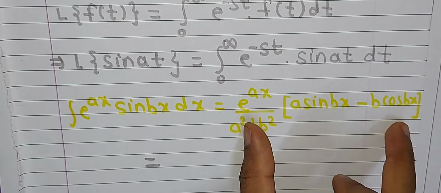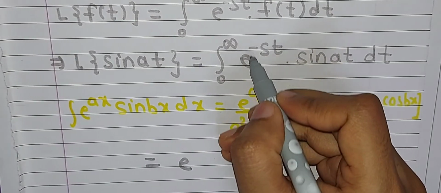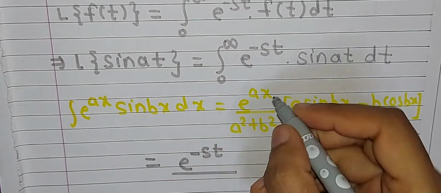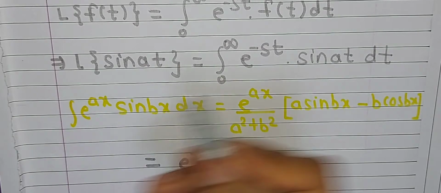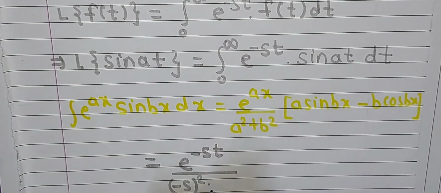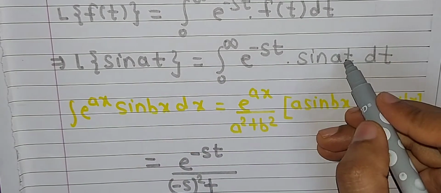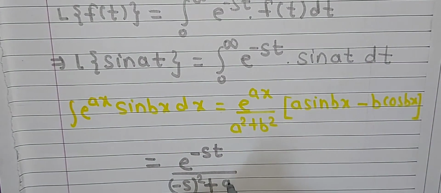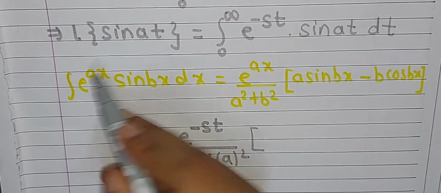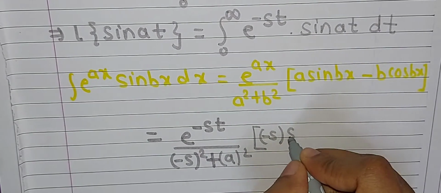So this integration will give us this value, that is e raised to, a means here the coefficient of t, that is minus s, so put e raised to minus s into t, divided by a square plus b square. Here a is the coefficient of t, that is minus s, its square, plus, and b is the coefficient of t in the sine, that is a, its square, into a, that is minus s, so minus s into sin.